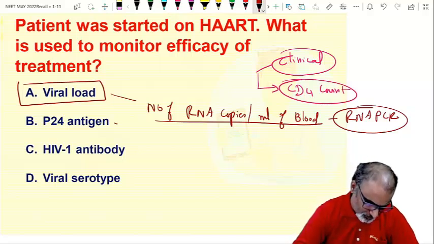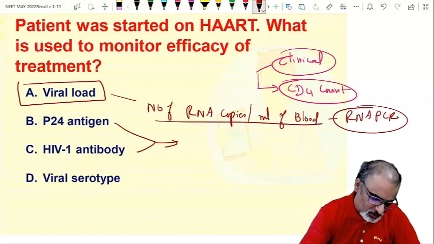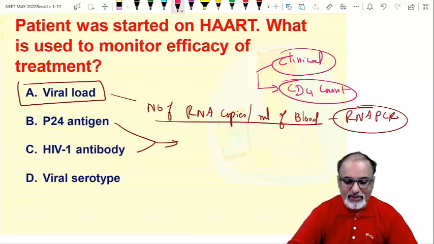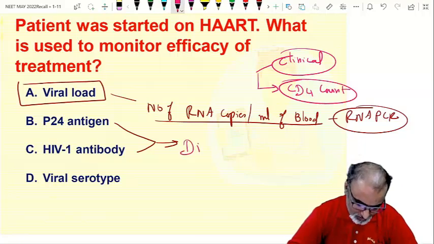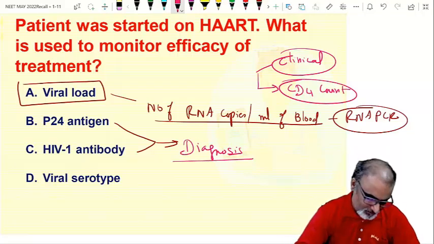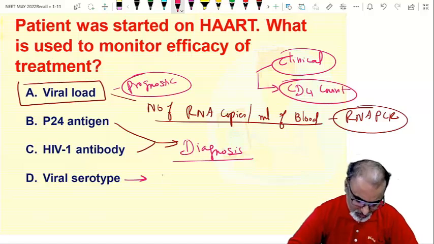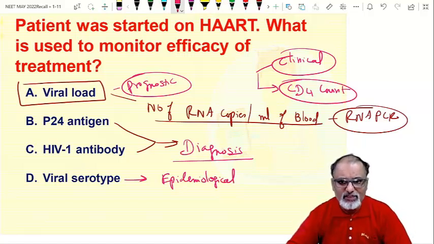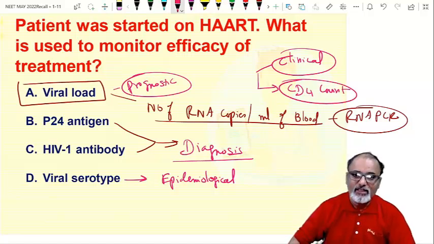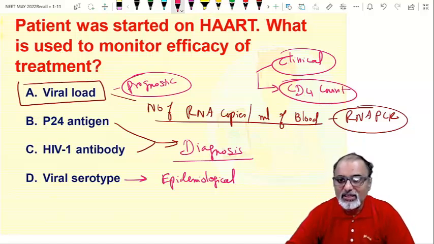P24 antigen and HIV-1 antibody are for confirmation of HIV. These are diagnostic tests. Viral load is a prognostic test, and viral serotype is for epidemiological purposes. Even Western blot is HIV-1 antibody detection, and those are all for diagnostic purposes. So the answer here is viral load monitoring, the ideal tool.